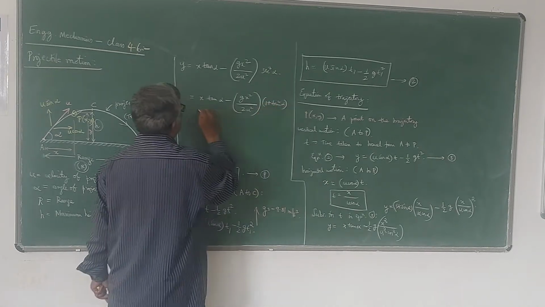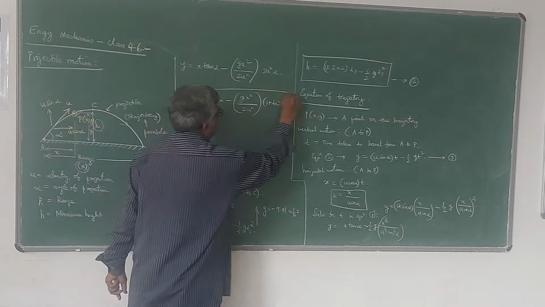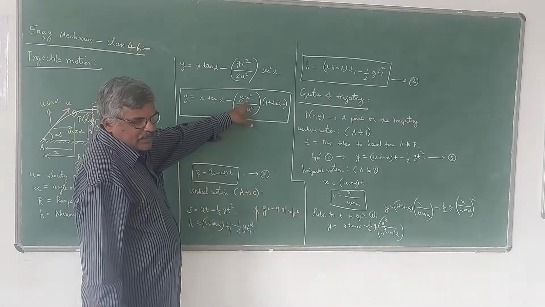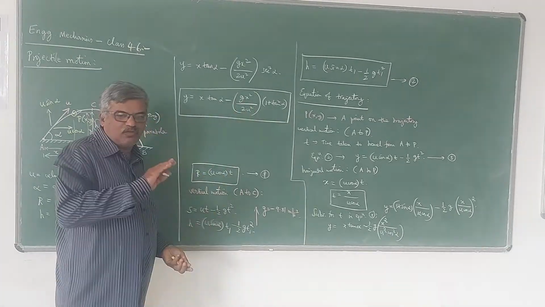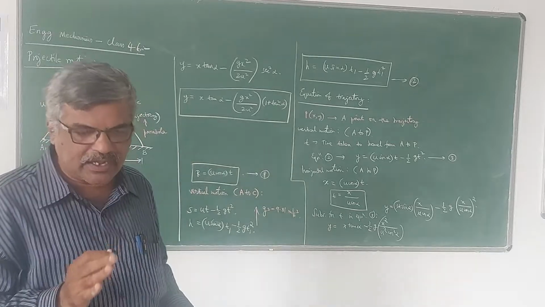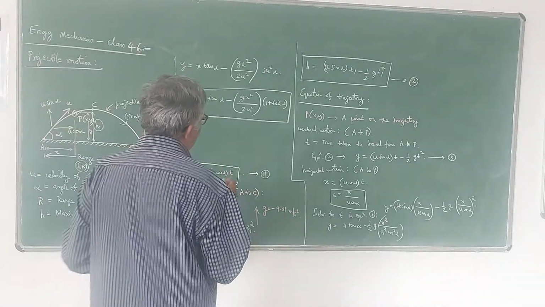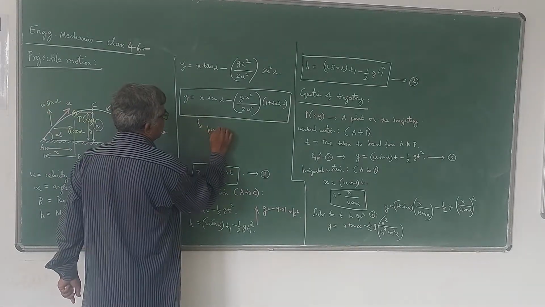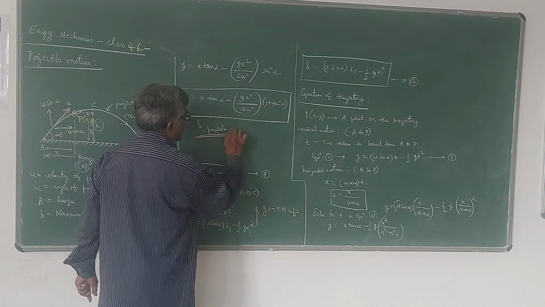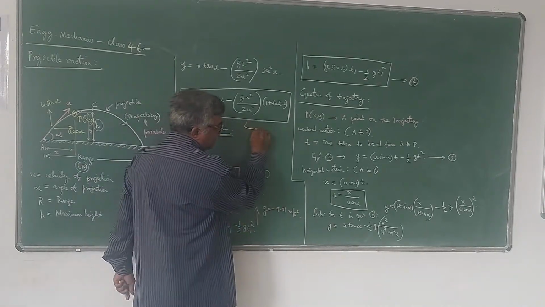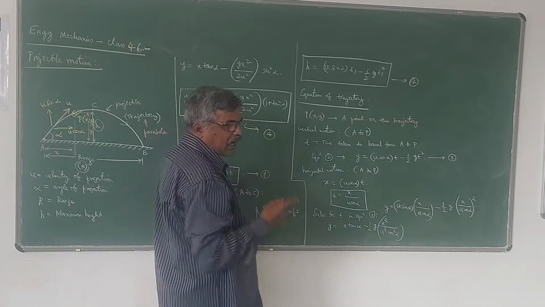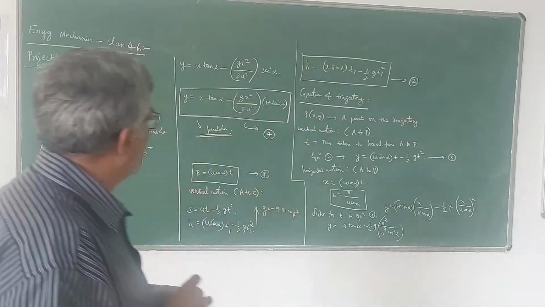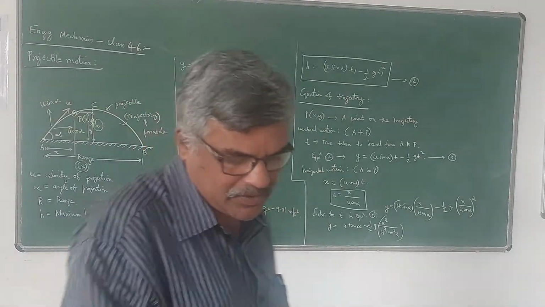Now you can observe this equation. You have the y term on the LHS and the x square term on the RHS. If one side contains a square term and the other side a linear term, then it is the equation of a parabola. So this is a parabola equation. I can take this as equation 4. The trajectory of a projectile is nothing but a parabola: y is equal to x tan alpha minus g x square divided by 2u square into 1 plus tan square alpha.